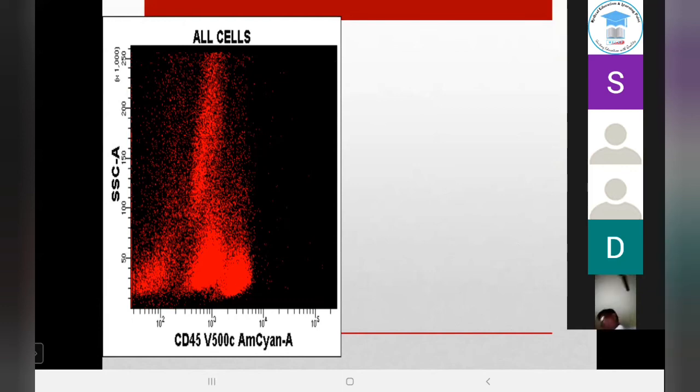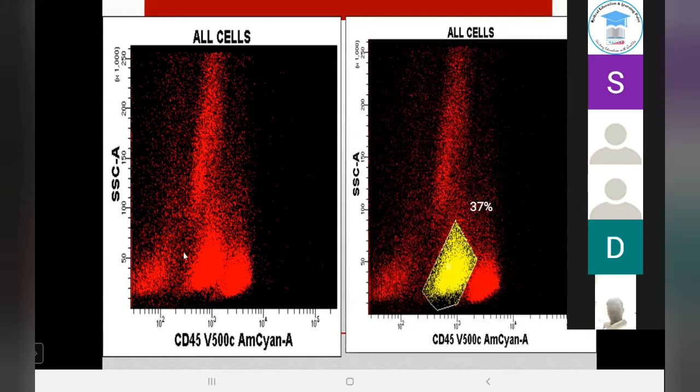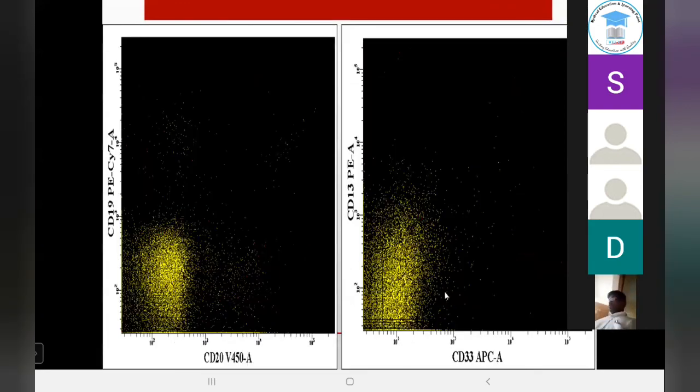No, ma'am, small. Is this the abnormal one? No. Is this the abnormal one? Yes. Very right. Okay. So this population, because it's a dimmer 45 population, is the abnormal population. So I will put a gate around it, give it a yellow color, and these are about 37% of the cells. Clearly, these are 19 and 20 negative.